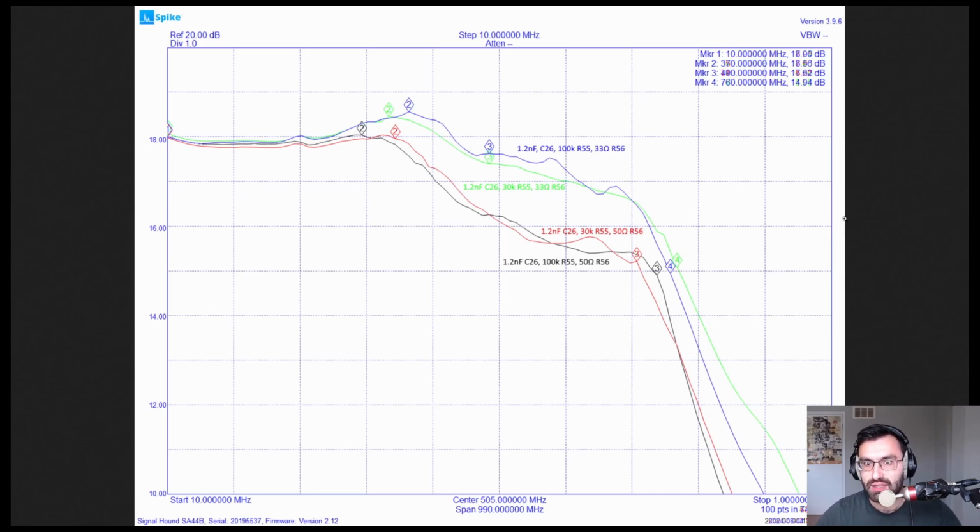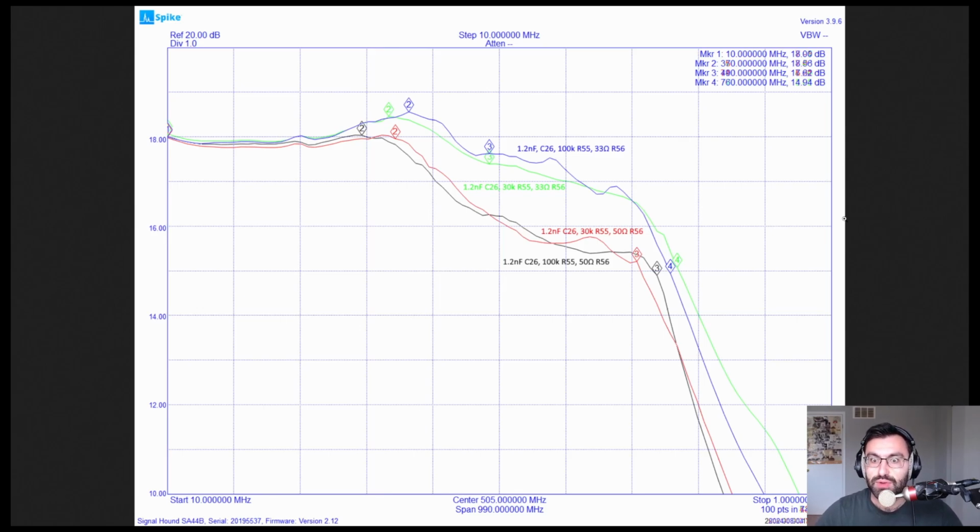So in black is a 100K R55, so the original kind of bias value, and 50 ohm R56, which is that series resistor going to the PGA. All these are 1.2 nanofarads C26, because quite some time ago I proved to myself that the impedance profile of that capacitor doesn't matter all that much here, so I didn't think we would need to change those, and it looks like that was correct.